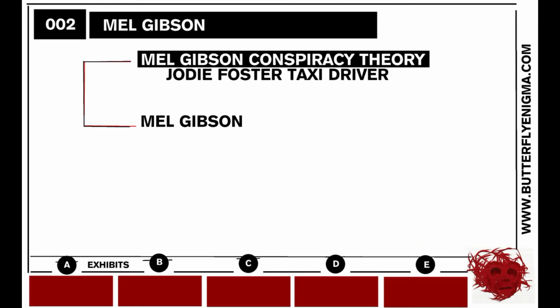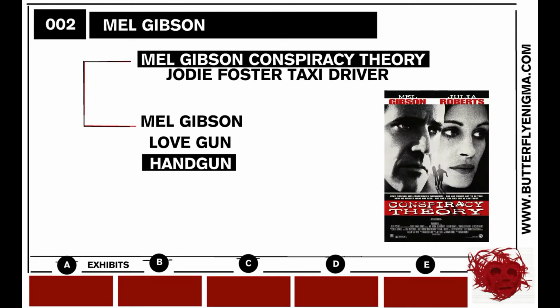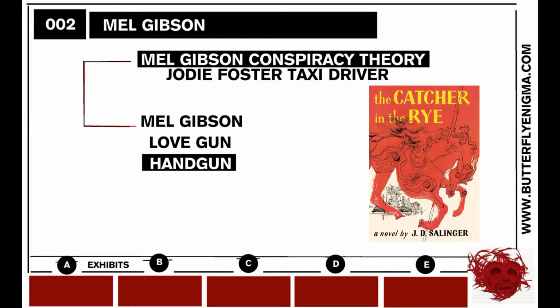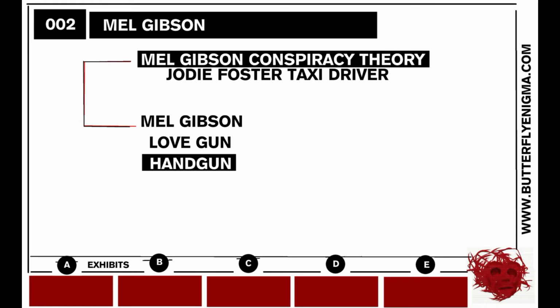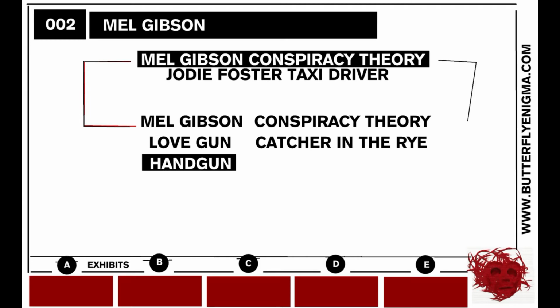So from Mel Gibson, we get Love Gun. From Love Gun, we get handgun. Therefore, Mel Gibson equals handgun. In the movie Conspiracy Theory, Mel Gibson's taxi driver character has an obsession with collecting copies of J.D. Salinger's book, Catcher in the Rye. Therefore, Conspiracy Theory equals J.D. Salinger's Catcher in the Rye.